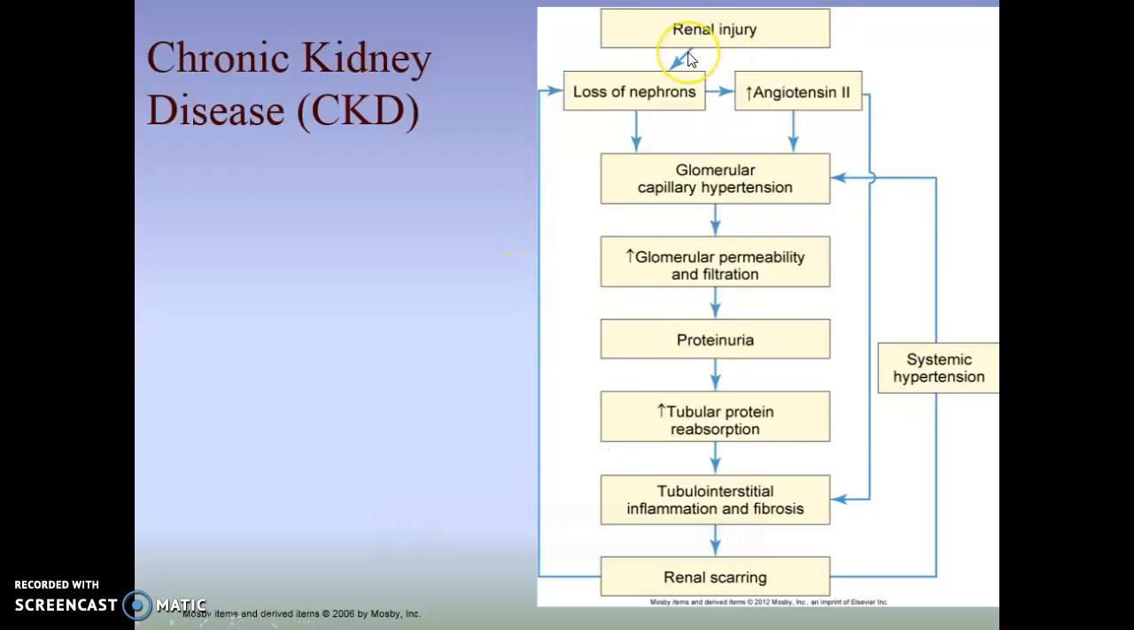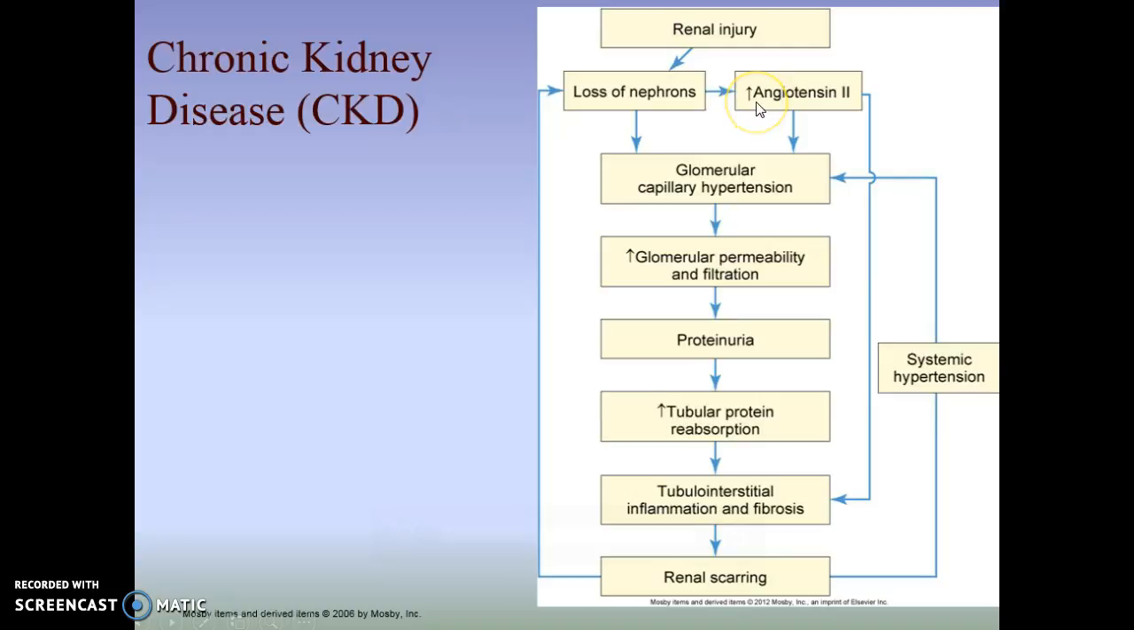All right, so with chronic kidney disease, you just see this nice flow diagram. These flow diagrams are great. They sometimes overlap in content, which repetitiveness is alright in this manner, or in this case. So you have renal injury. That causes loss of nephrons.